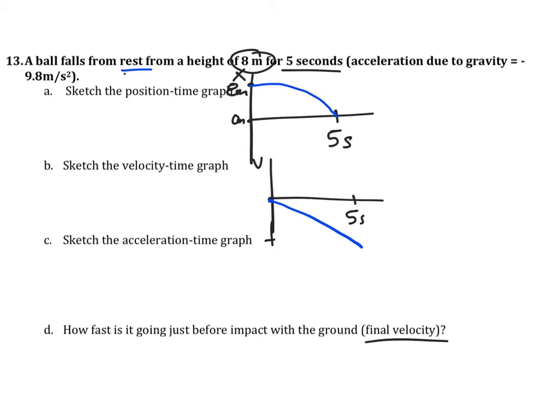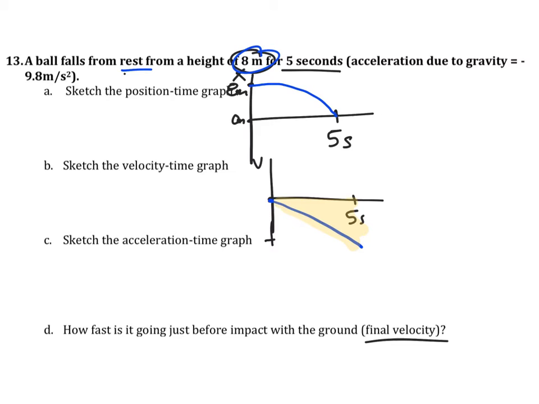So the other way to do it is what you're going to need to do in this case. And if I didn't give you the acceleration, this is what you would do. You would use the area of this triangle here to find what you want. We know what this area is going to be. It's going to be 8 meters because that's how much it fell, from a height of 8.